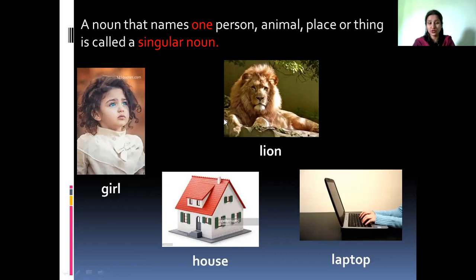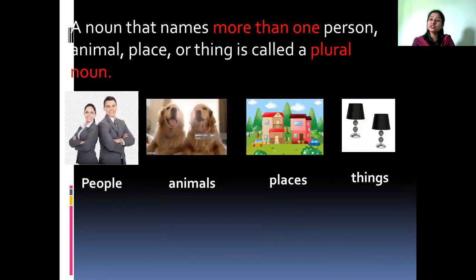We are only revising, okay? So what is the plural noun then? If the noun is more than one, it's called the plural form. Plural noun: two persons, that means people, animals, places, things. If anything is more than one, these are plural. Okay, plural means more than one, and singular means one.